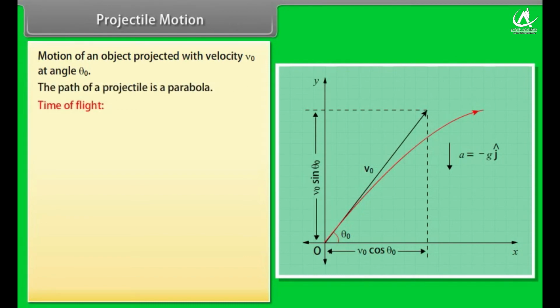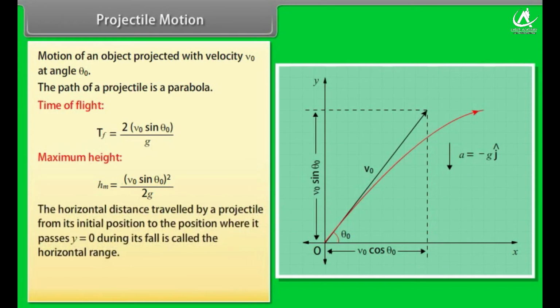Time of flight of a projectile is T_f = 2 v₀ sin θ₀ / g. Maximum height of a projectile is H_m = (v₀ sin θ₀)² / 2g. The horizontal distance travelled by a projectile from its initial position to the position where it passes y = 0 during its fall is called the horizontal range. Horizontal range of a projectile is given by R = v₀² sin 2θ₀ / g.